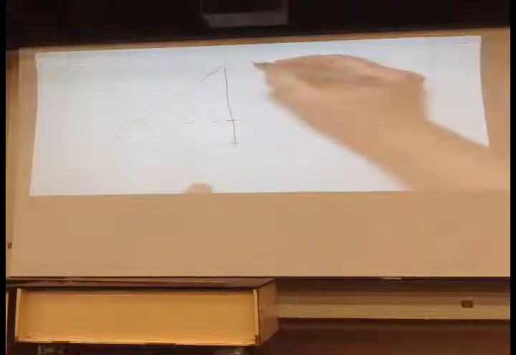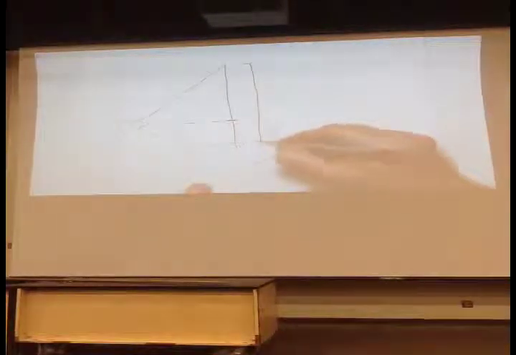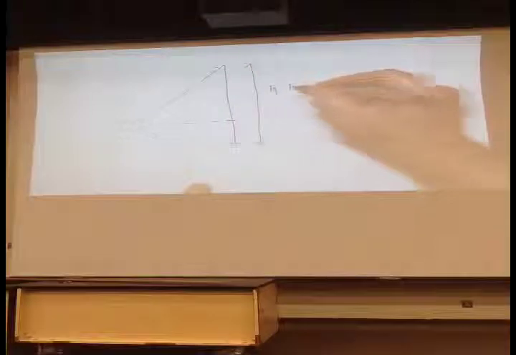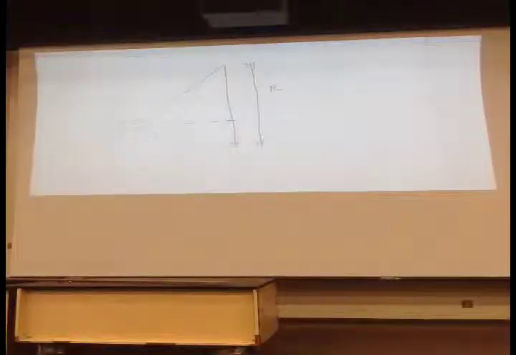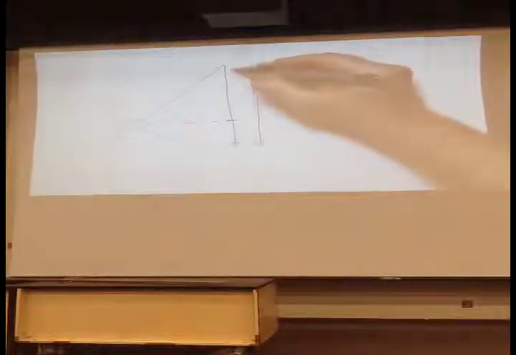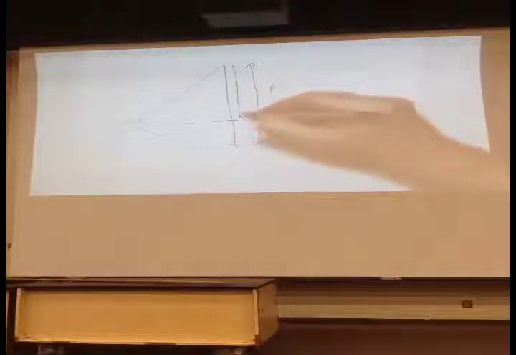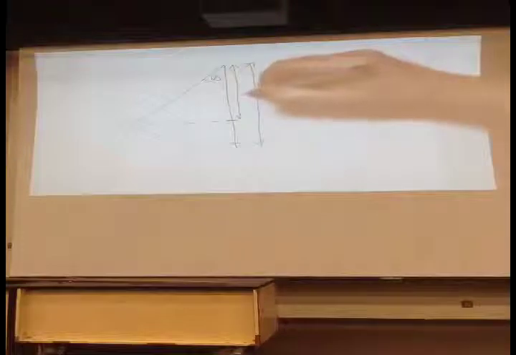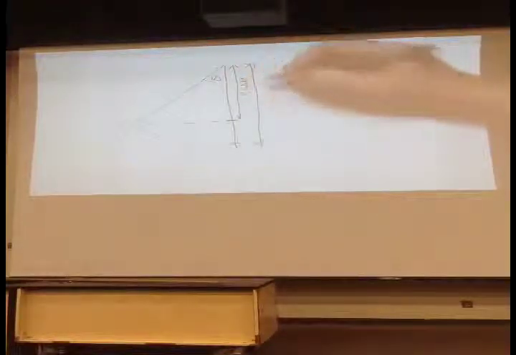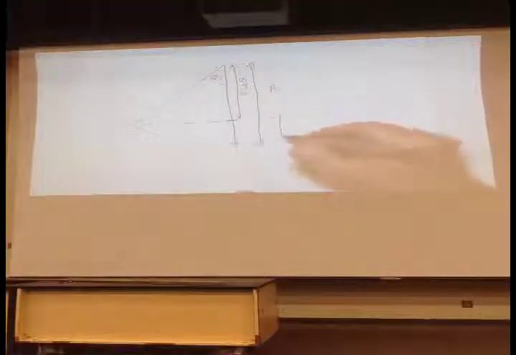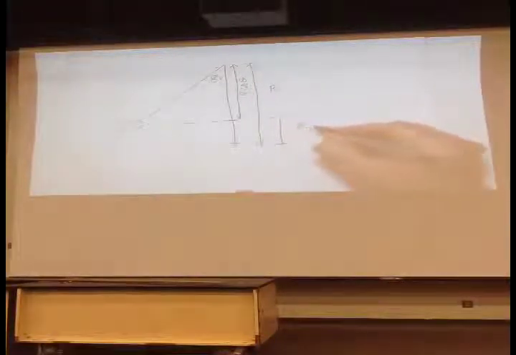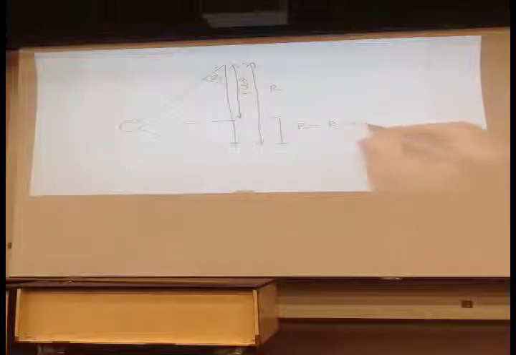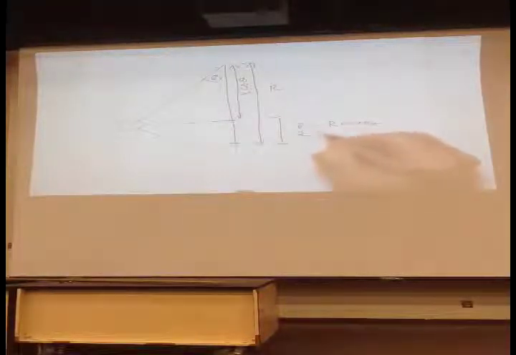So this distance here is r, and this distance here, this is theta, this is r cosine theta. Okay, so this distance is r minus r cosine theta, equal to r times (1 minus cosine theta).